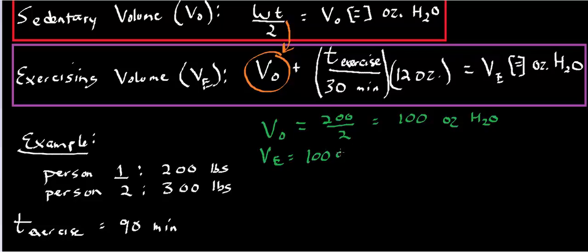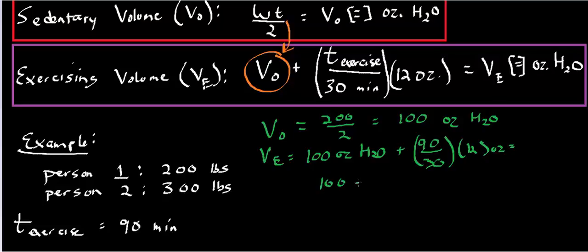That's going to be 100 ounces of water. And then I'm going to add on to it this correction factor. So the person is going to be exercising for 90 minutes. I'm going to divide that by 30 as shown in the formula above, and then I'm going to multiply that times 12 ounces. Okay, and that's going to give me some number. Let's calculate what that is.